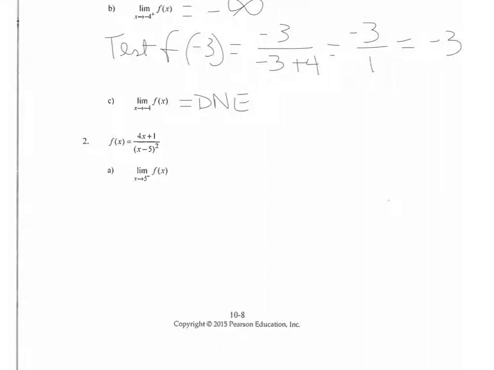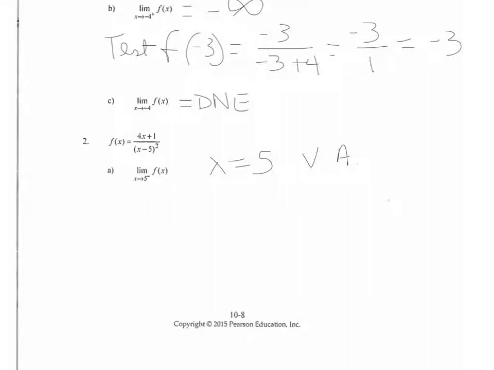Now, here's another function. F of x equals 4x plus 1 over (x minus 5) squared. And we're supposed to find the limit as x approaches 5 from which side? From the left. Now, can I sub in directly? No, because if I were to put in 5, I would get 0 in the denominator. That means I've got a vertical asymptote when x equals 5. And I know that because if I plug in 5, I don't get 0 in the numerator, just in the denominator. So that's why it's a vertical asymptote.